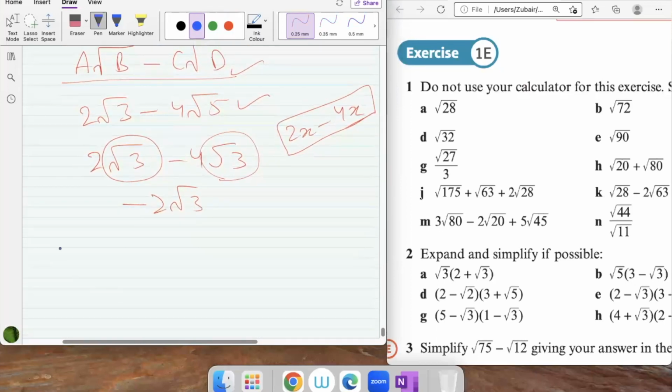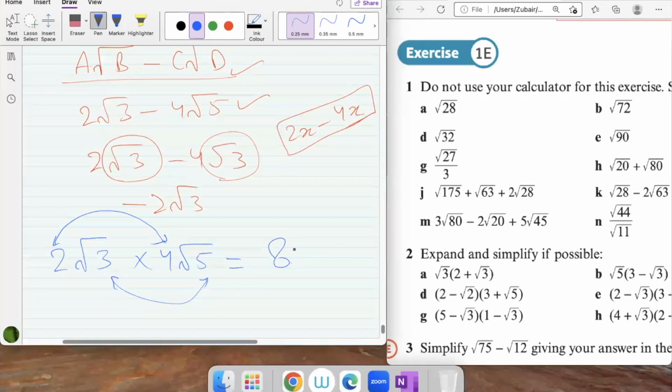If you had 2 square root 3 multiplied by 4 square root 5, now the numbers outside the square root will multiply and the numbers inside the square root will multiply. So this becomes 2 times 4, 8 square root 15.